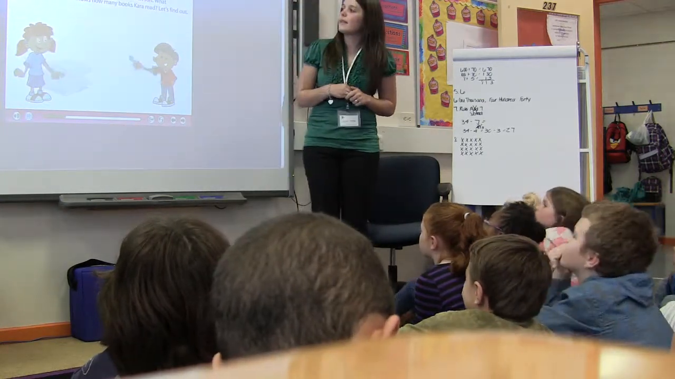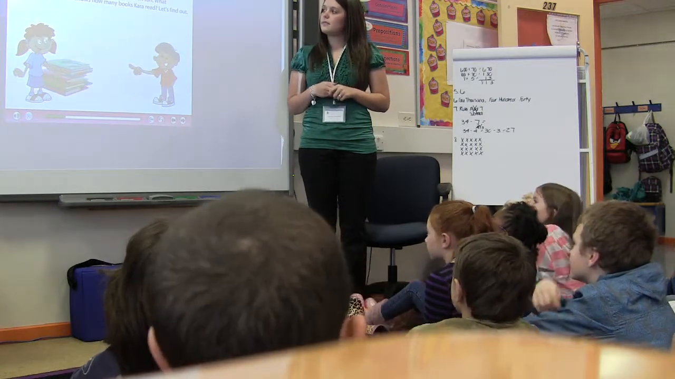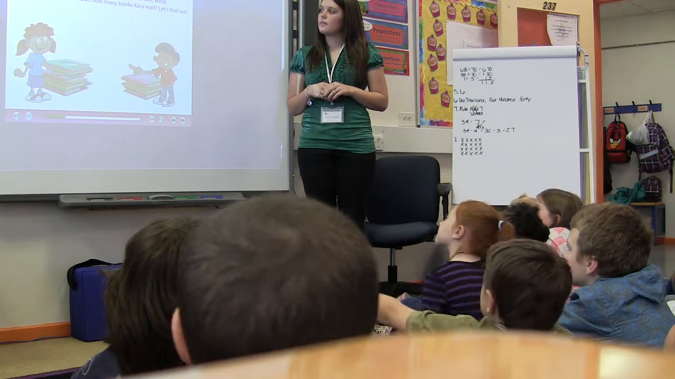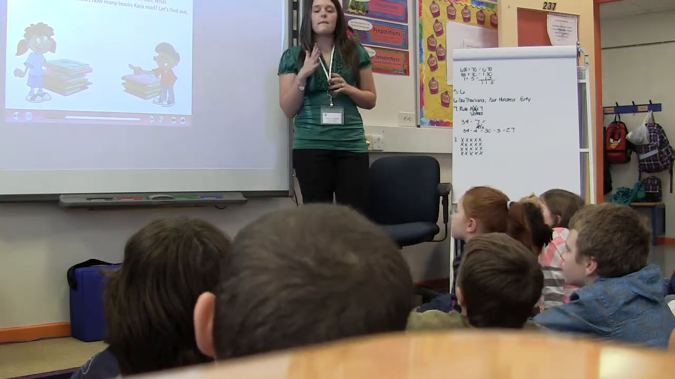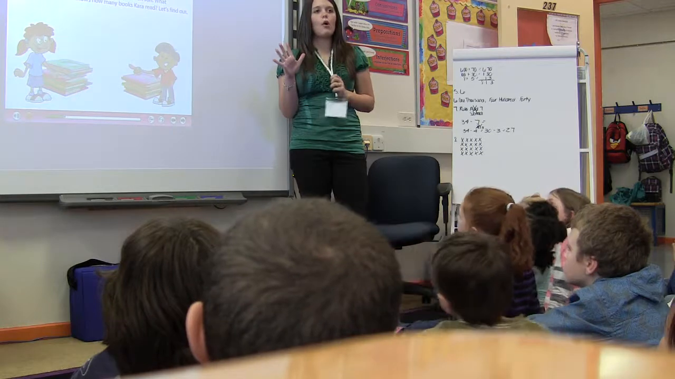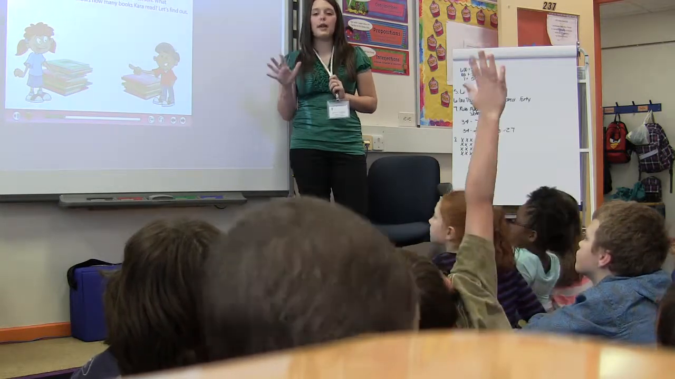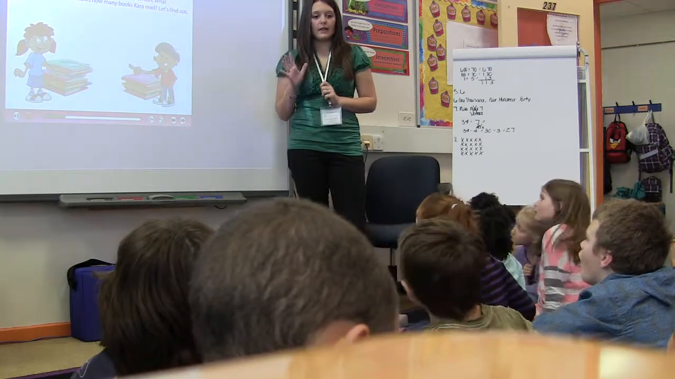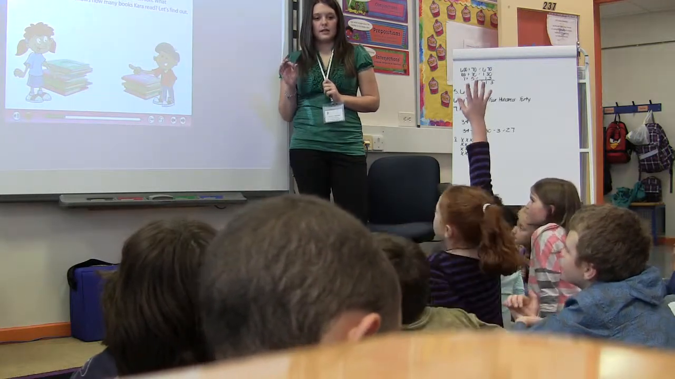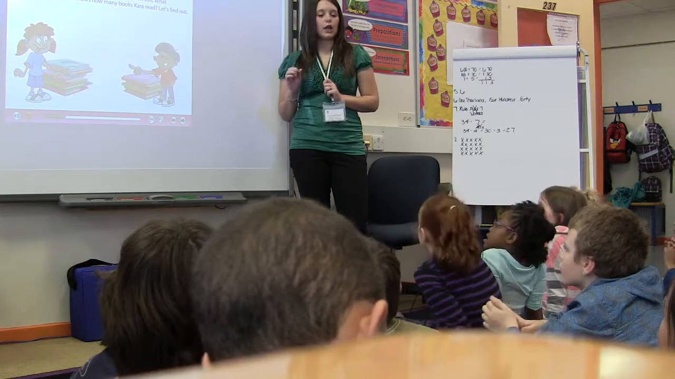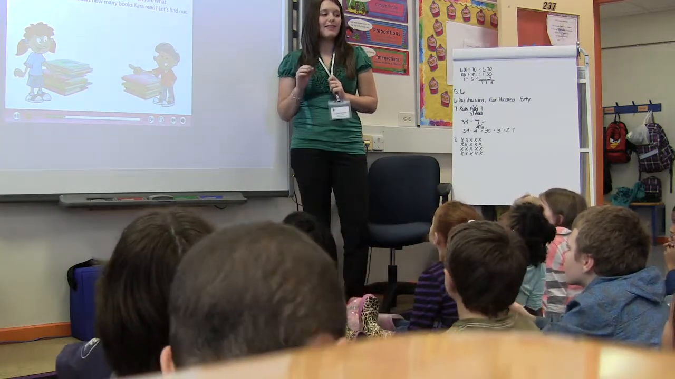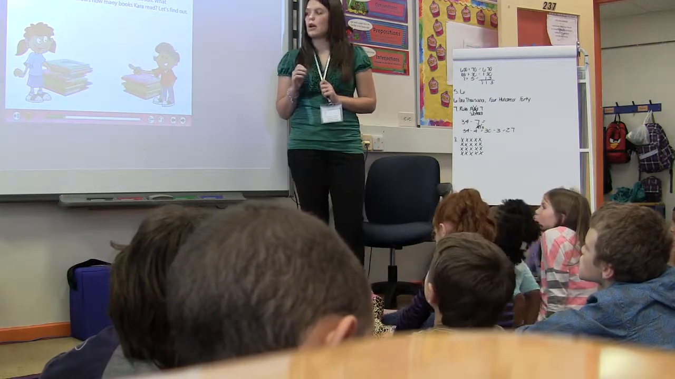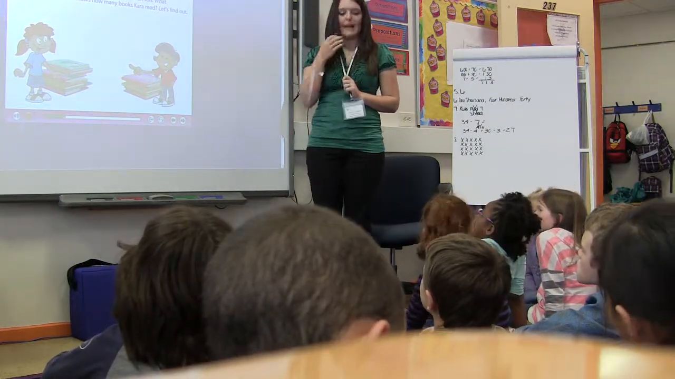In a reading contest, Kara read 5 more books than John. What numerical expression shows how many books Kara read? Okay, let's find out. 5 more. What operation are we going to use? Addition. How did you know that? Because it said how much more. Good. What if it said how many less? Subtraction. Good.